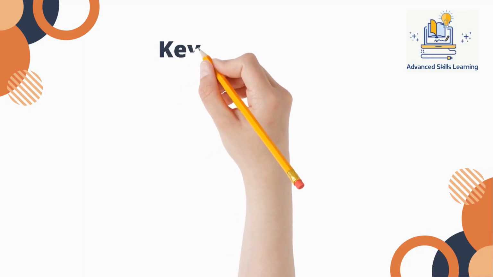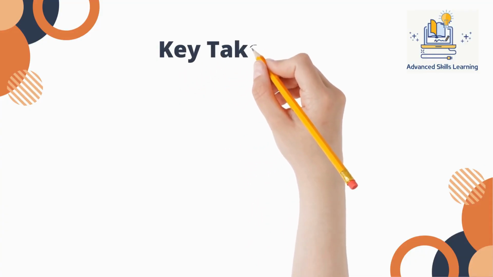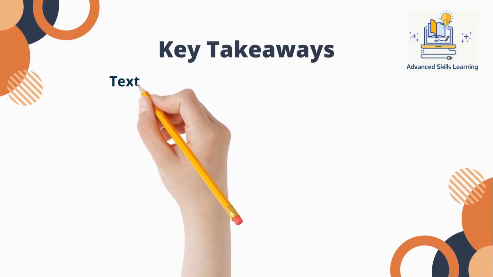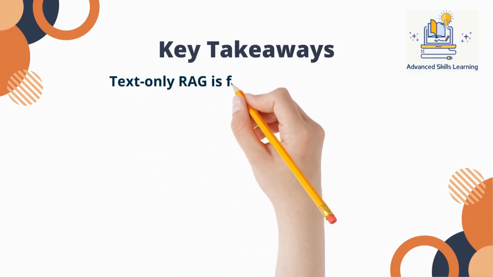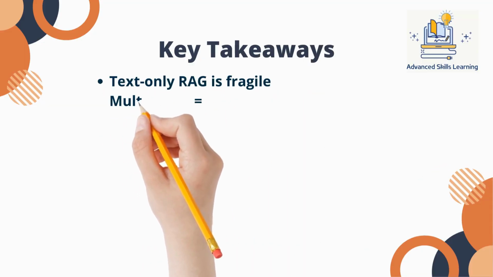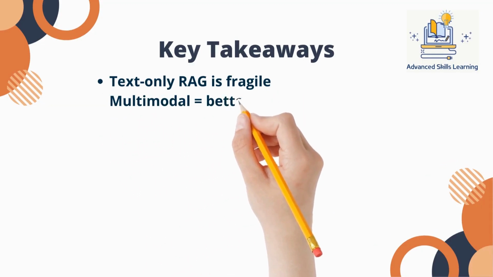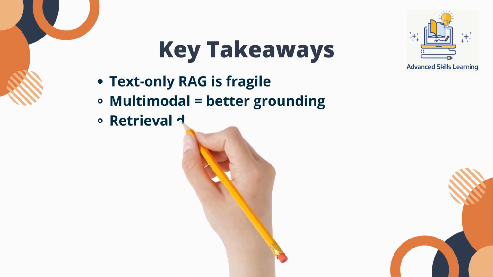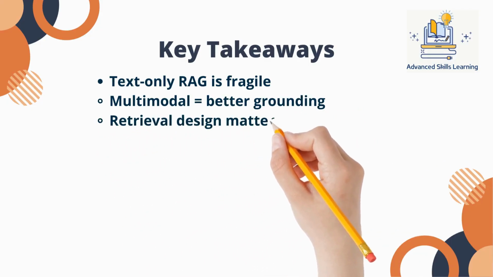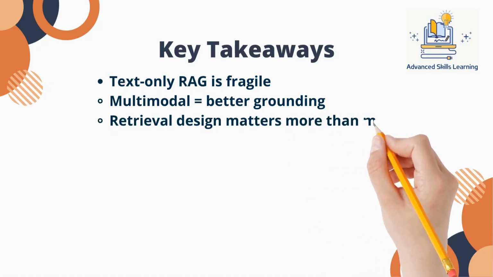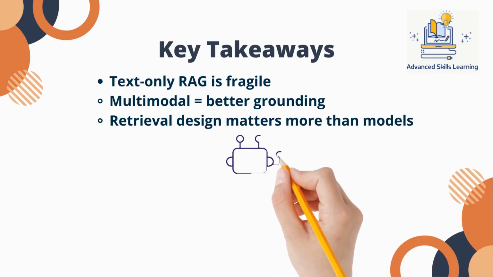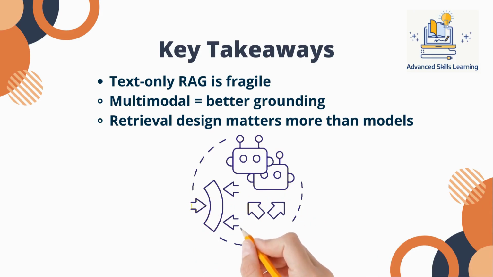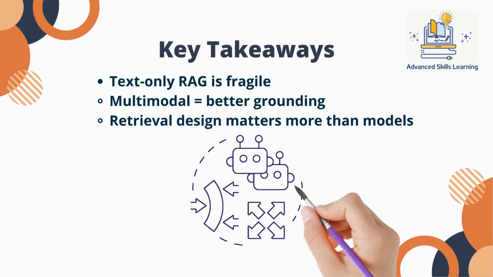The key takeaways are these. Text-only RAG is fragile because the real world is not text-only. Multimodal RAG restores missing context by treating images, tables, and layouts as first-class evidence. This improves grounding, reduces hallucinations, and aligns model reasoning with how humans consume information. However, multimodal RAG is not a silver bullet. Its success depends on careful ingestion, modality-aware retrieval, and disciplined ranking. Models matter, but retrieval architecture matters more.